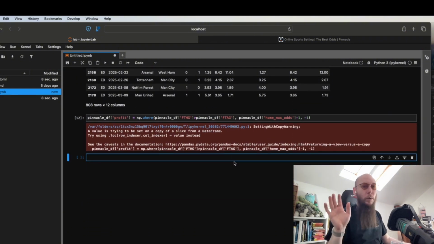We get ourselves a copy warning. Don't worry about that, doesn't matter. You can dive into the documentation and understand why you get a copy warning on pandas, but it's basically boring historic reasons that we don't need to worry about.